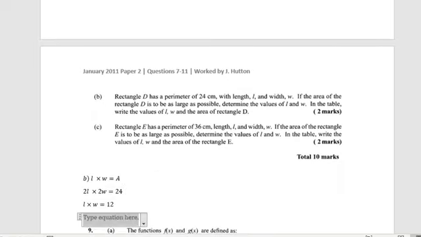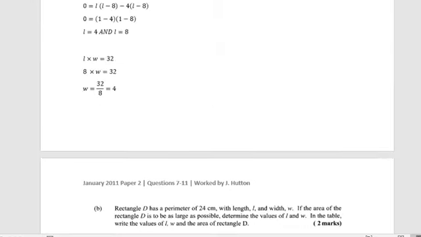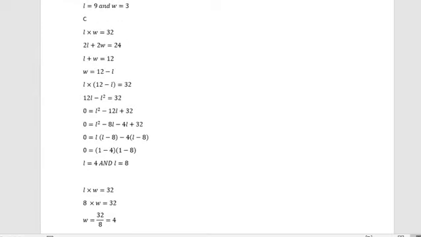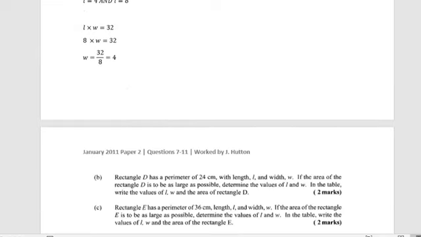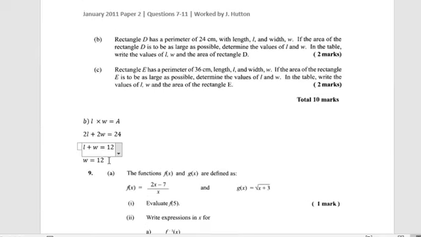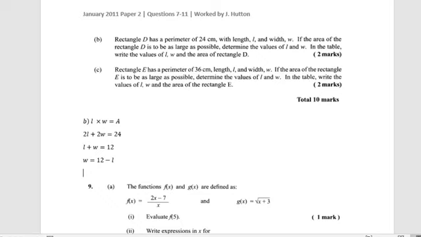Therefore, solving for W. Sorry, this should be 2L plus 2W is equal to 24, and L plus W is equal to 12. So let me see up top what I was, okay, so yeah. So it should be plus. So it is, W is equal to 12 minus L. And we can now substitute this into our first equation.